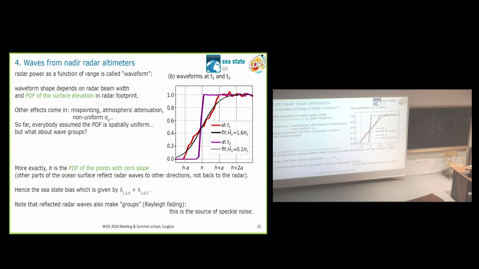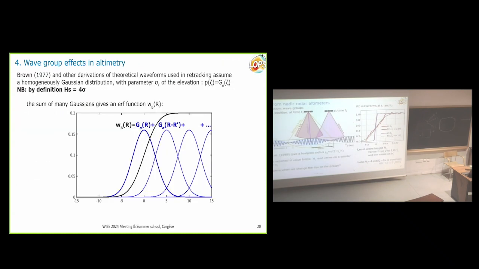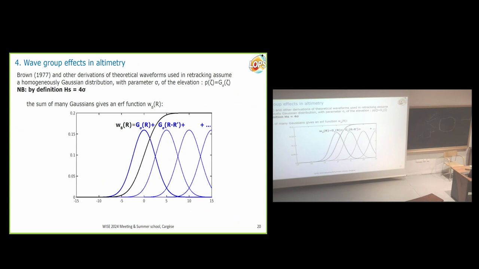We're actually not sampling the full surface, which is causing a sea-state bias, and you can compute that from these lambda things from Srokosz in theory, and we try to look at that. But the funny thing is, if you have a skewness in the surface elevation, or if you have wave groups, you're going to get a distorted waveform. And yeah, I'm going to skip over that. Right, so what's happening when you have wave groups?